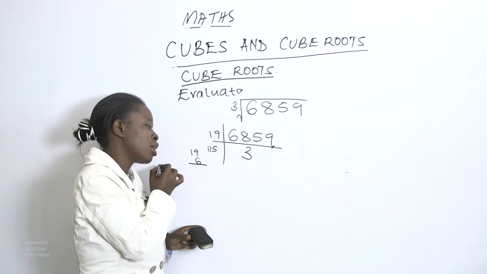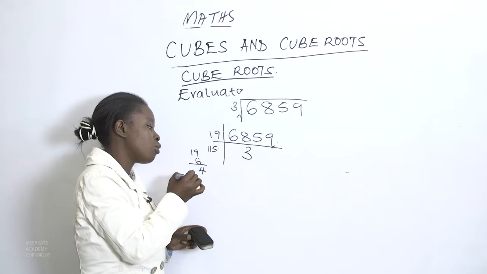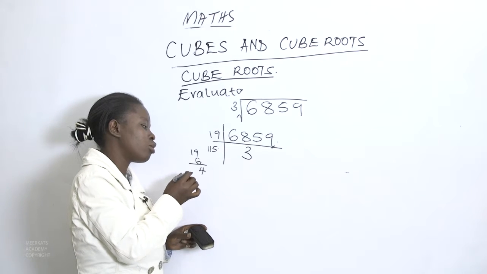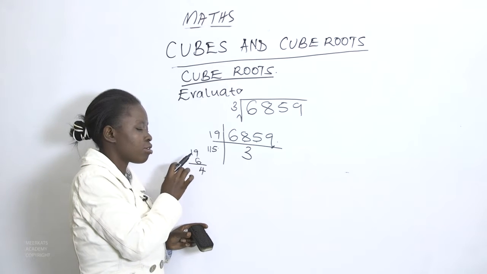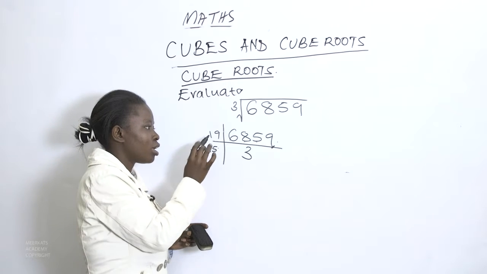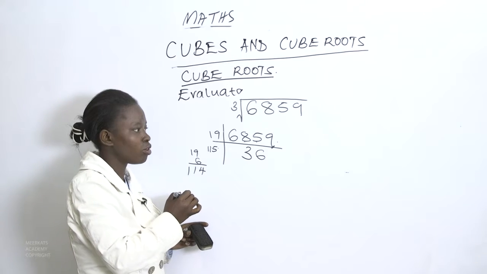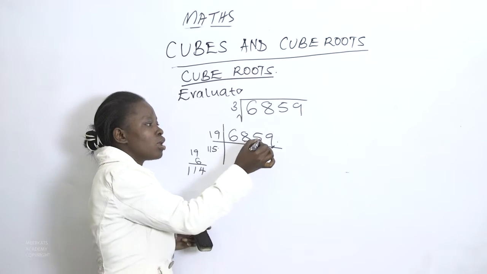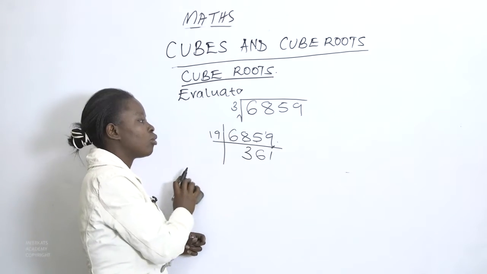19 times 6. 9 times 6 is 54. So we write 4 carry 5. 1 times 6 is 6 plus 5 is 11. So we find that 19 into 115 is 6 times because of 114. We have a remainder of 1. So 19 into 19, 1. So we discover that 19 is the number that I'm looking for.